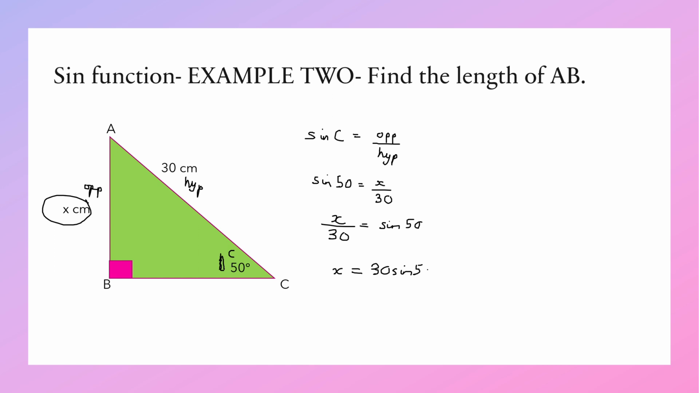Or that's another way of writing sine 50 times by 30. So times by 30, times by 30. And let's see what we get when we type it in. So I'm leaving the calculator to the very last minute, and we should get 23.0 centimeters to 1 dp.